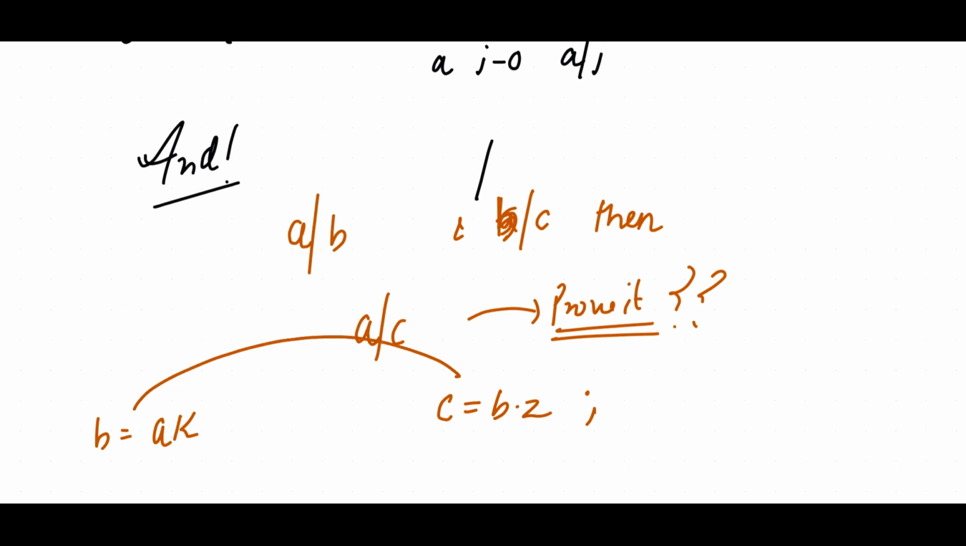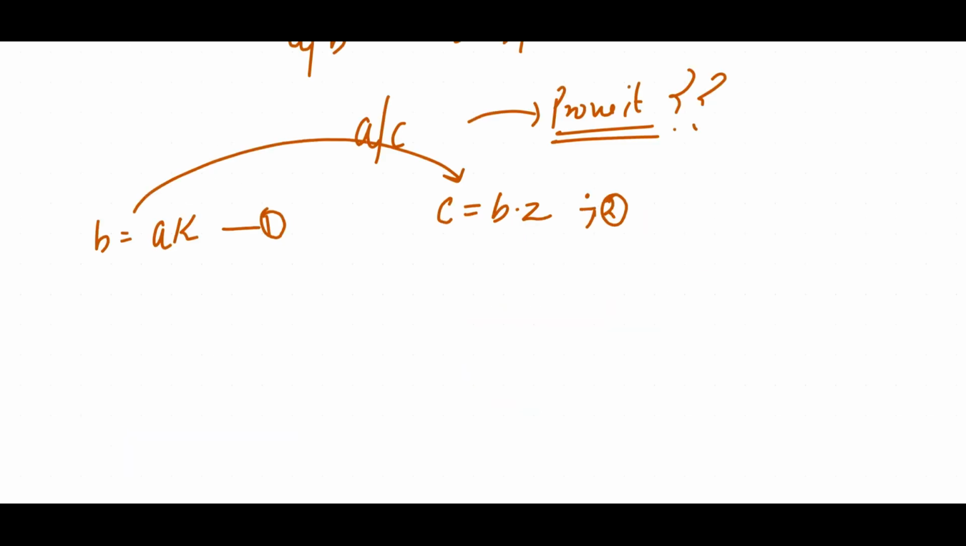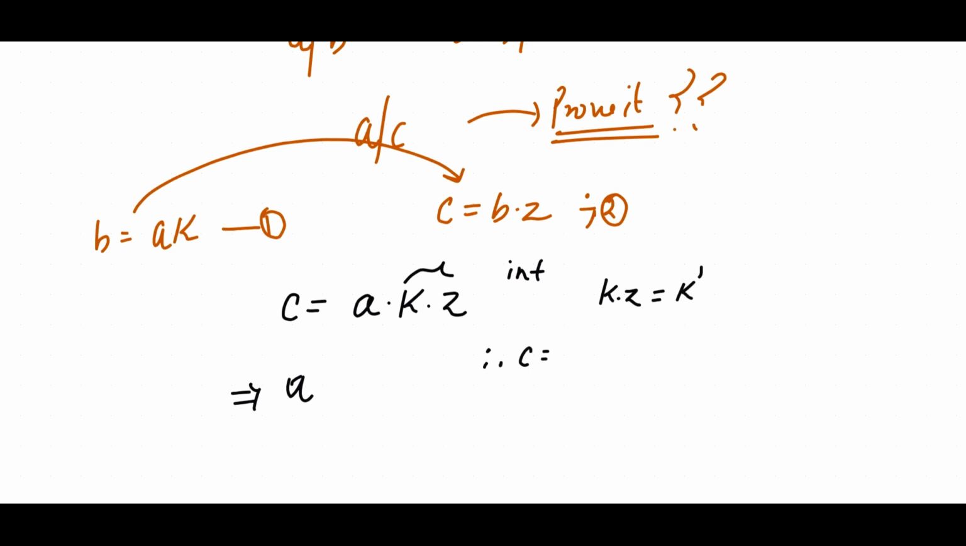So you can put the value of B in equation 2 from equation 1. C is just A into K into Z. K and Z are any integers, so you can say that KZ is actually K dash, and that's the proof. We are done. We have remainder 0, and so you can say that A divides C.